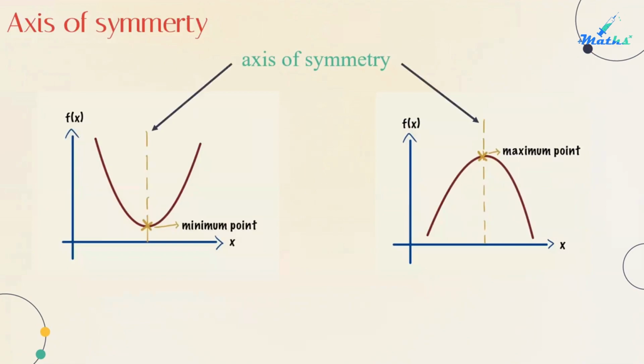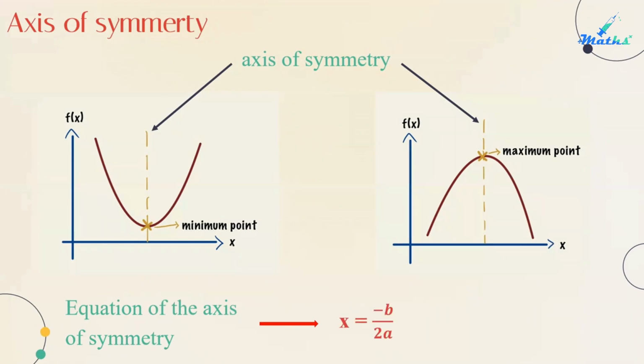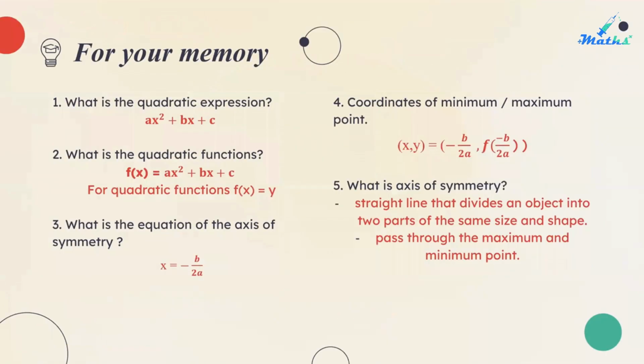Axis of symmetry is a straight line that passes through the minimum or maximum point. Next, the equation of the axis of symmetry is x equals negative b over 2a. Okay, here it is for your memory.